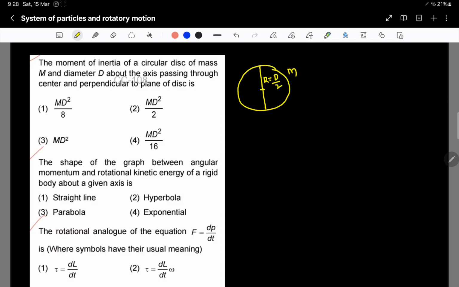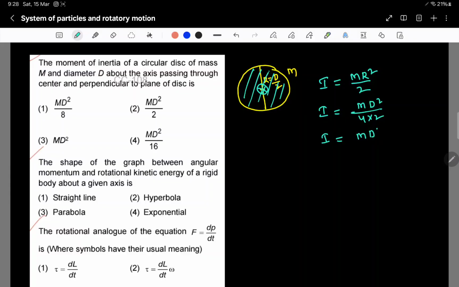The question asks the moment of inertia about an axis passing through the center perpendicular to its plane. That means the disc is rotating about this axis. The actual formula about the center of mass is mr square by 2, but R equals D by 2. Substituting, m into D square by 4 into 2, that means the moment of inertia is m D square by 8. Formula based question, first one only. I think it's clear.